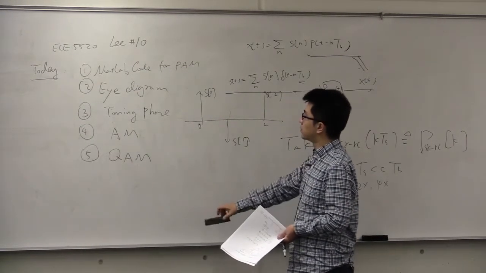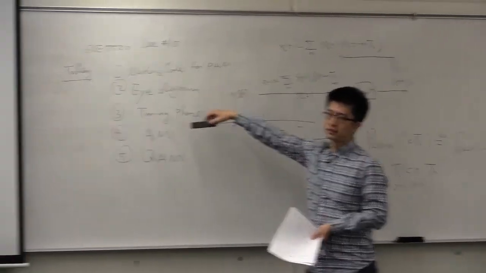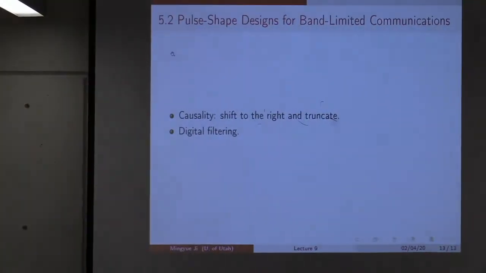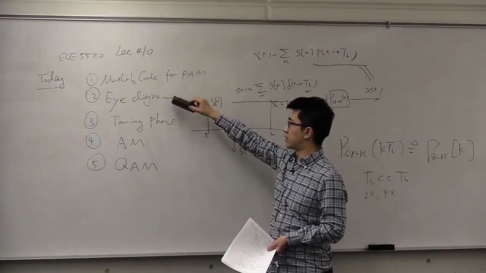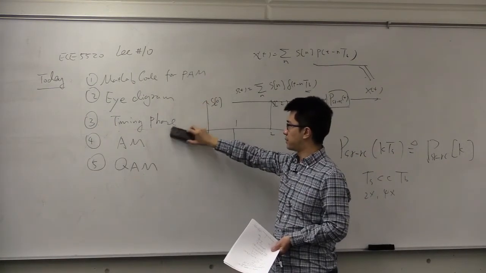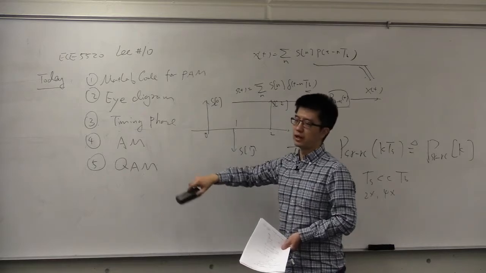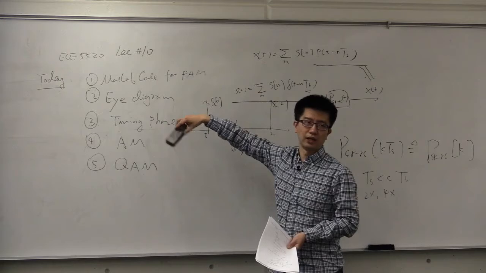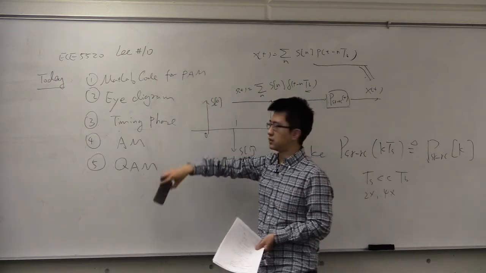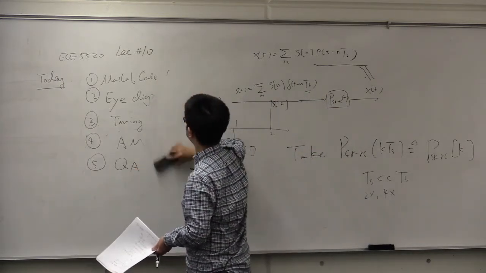Oh, by the way, those are the agenda for today. We're not starting here yet. First, I'll talk about MATLAB code for PAN. You're going to use that afterwards. And then I'll talk about the I diagram and timing phase, AM quant, AM meaning amplitude modulation. Just remember this, I'll remove it. Those are our agenda for today.